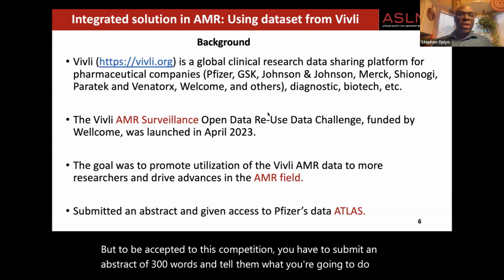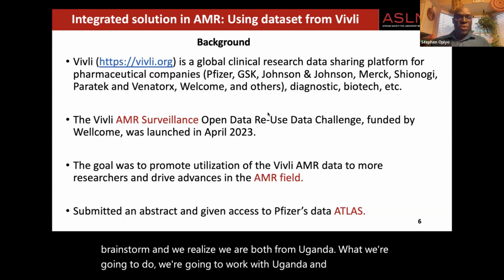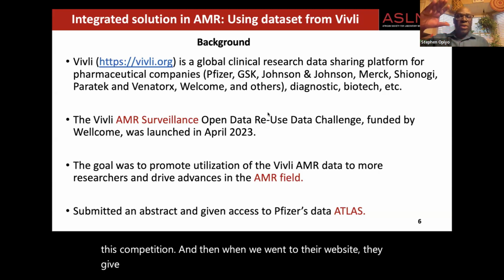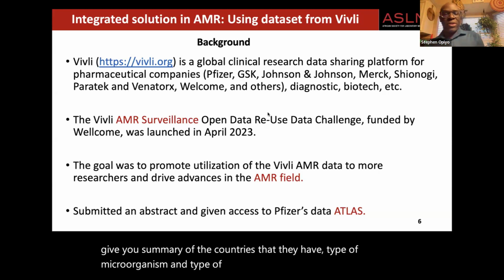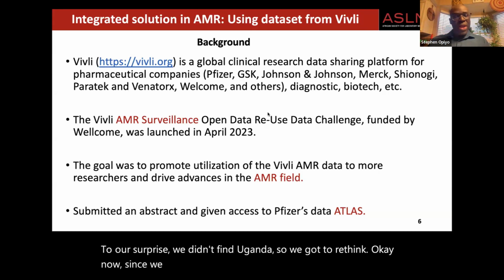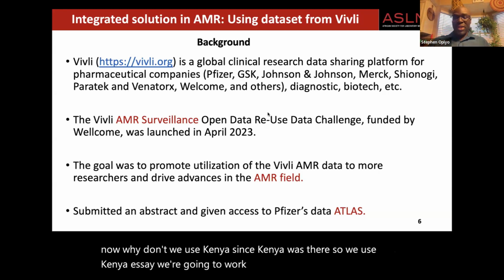So we brainstormed and realized we are all from Uganda, so we would work with Ugandan data for this competition. When you went to their website, they give you a summary of the countries that they have, the type of microorganism and the type of antibiotics or antifungals that they have. To our surprise, we didn't find Uganda. So we had to rethink: since we don't have Uganda, what can we do? We said, why don't we use Kenya, since Kenya was there? We're going to work with Kenya, and then after that, infer to Uganda.